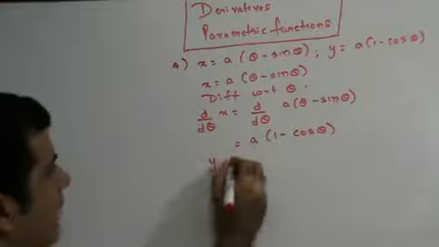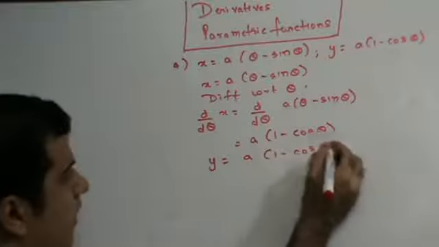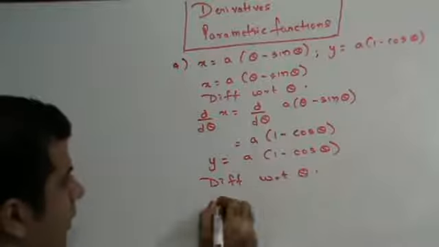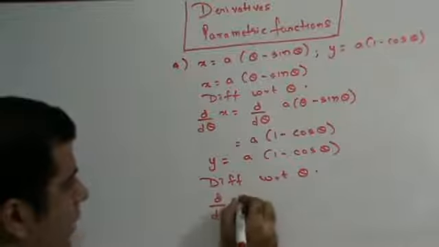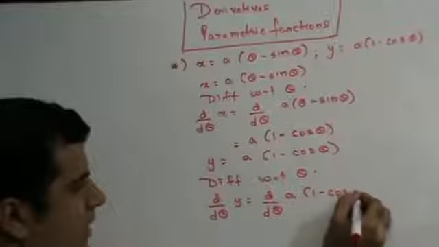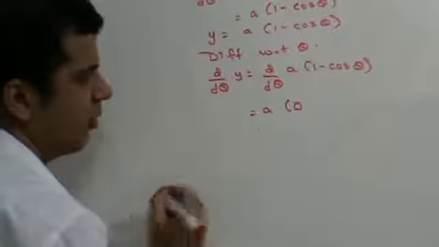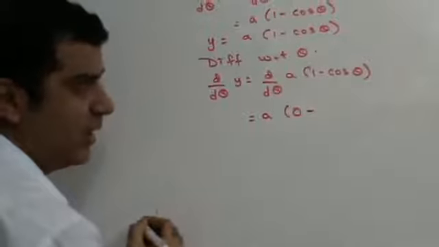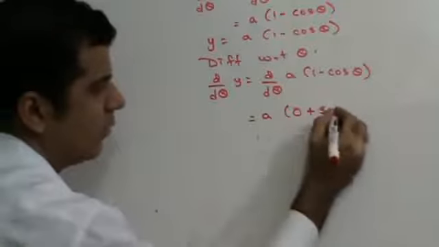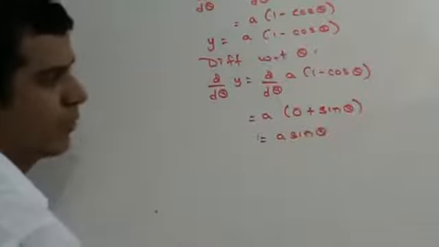Next, I can say y is equal to a 1 minus cos theta, differentiate with respect to theta, so you will get d by d theta of y is d by d theta of a 1 minus cos theta. Now a as it is, d by d theta of 1 is 0, d by d theta of cos theta is minus sin theta. So that minus sign multiplies here to give you sin theta. So this is a sin theta.